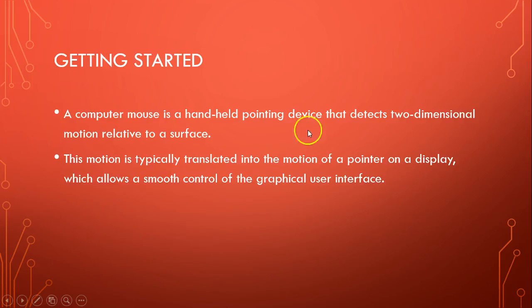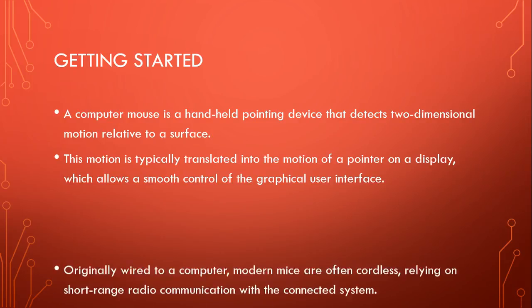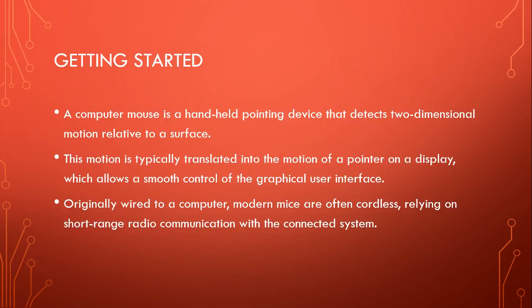So for example, right now I can move my mouse cursor around. That is the pointer. And in the display, of course, the GUI is just your screen. Now, originally, keyboard mice were wired to a computer, whether it was through PS2, USB, whatever. However, modern mice are often cordless. For example, this mouse pointer on this laptop right now is a wireless mouse. So it uses short-range radio communication that's often connected to the system, either through infrared or some kind of radio frequency.